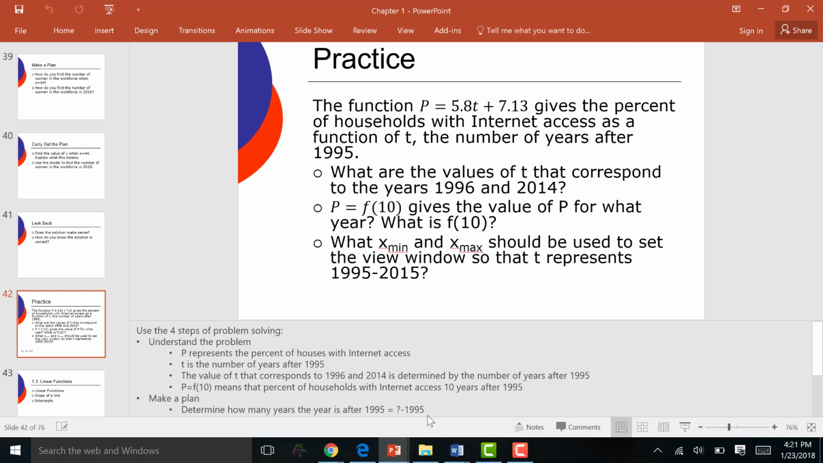How much is that? You said 19? So that means that T equals 19 years. For 2014, T equals 19 years. And all you had to do was subtract 1995 from 2014. So we now know that T was equal to 1 for 1996, and T is equal to 19 for 2014. That just answered bullet number 1. They only wanted to make sure you understood what T was. What are you thinking?